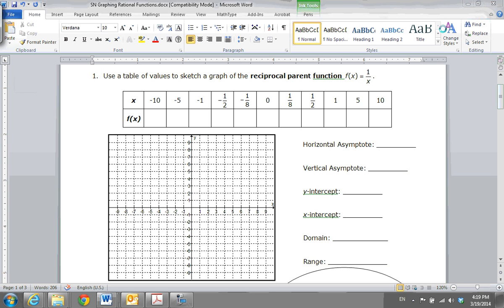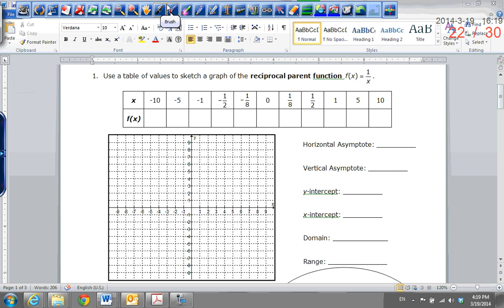Greetings, YouTubers. Today we're going to discuss the reciprocal, also known as the rational parent function, y equals 1 over x. Take all these x values, plug them in. So we get negative 1/10, negative 1/5, negative 1, then negative 2, negative 8. We cannot divide by 0, so that's undefined. Then we get 8, 2, 1, 5, 1/5, and 1/10.